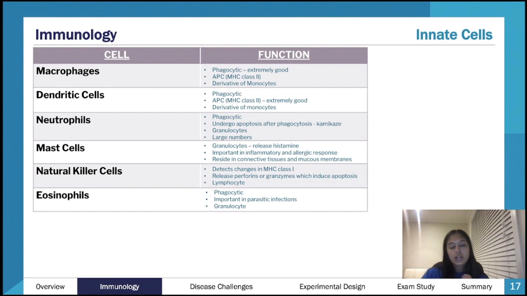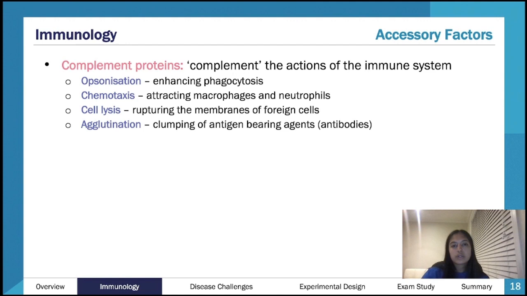Okay, and then lastly, your eosinophils. These are kind of like the random ones that nobody really cares about, but important in your parasitic infections, and they can undergo phagocytosis as well. Okay. So we have a lot of little sidekicks that kind of support these immune cells.